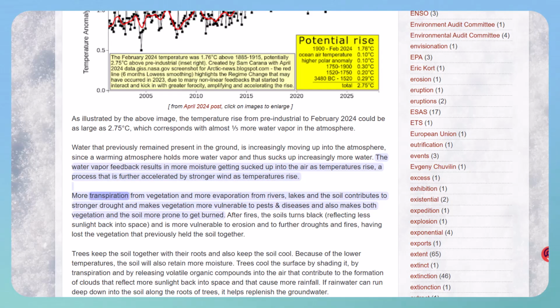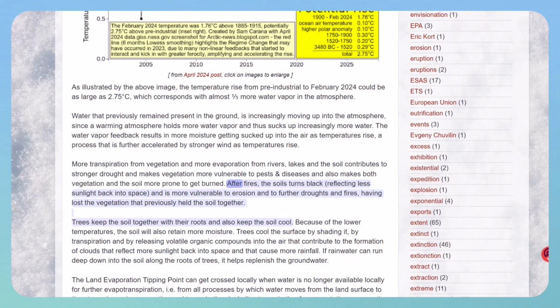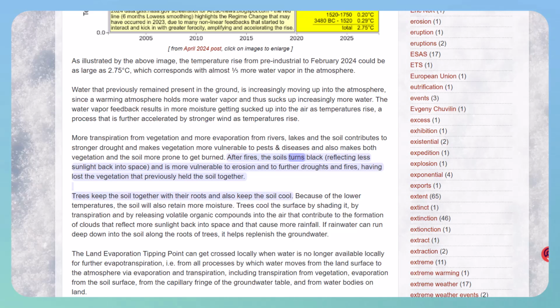More transpiration from vegetation and more evaporation from rivers, lakes, and the soil contributes to stronger drought and makes vegetation more vulnerable to pests and diseases, and also makes both vegetation and the soil more prone to get burned. After fires, the soil turns black, reflecting less sunlight back into space, and is more vulnerable to erosion and to further droughts and fires, having lost the vegetation that previously held the soil together.